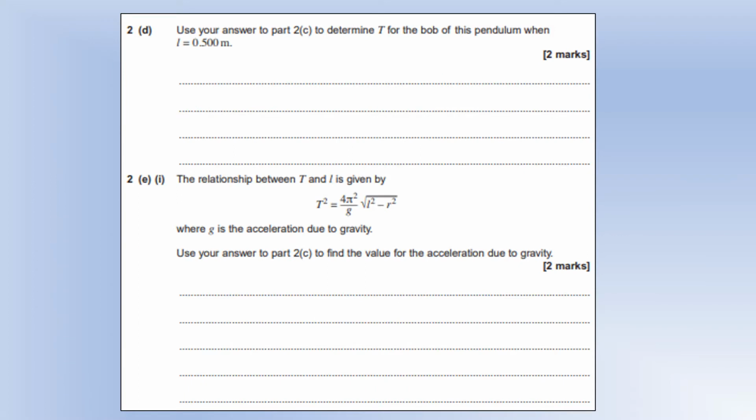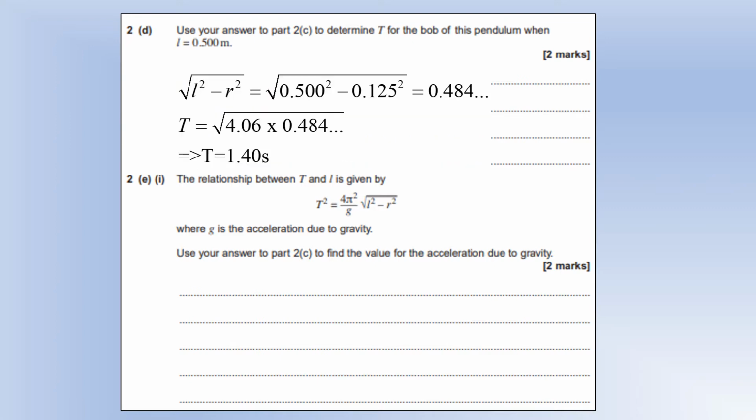Okay, so now we're going to start putting this to use. Use your answer to part 2C to determine the time for the pendulum when L equals 0.50. So the first thing we're going to do is calculate what L squared minus R squared is, and then T squared would be that times the gradient. So if we want just T, we have to square root it, which gives us 1.40 seconds.